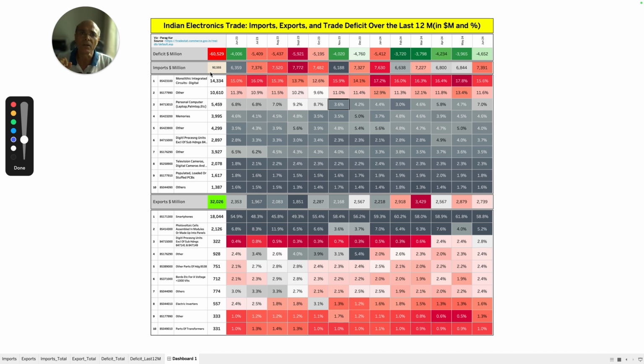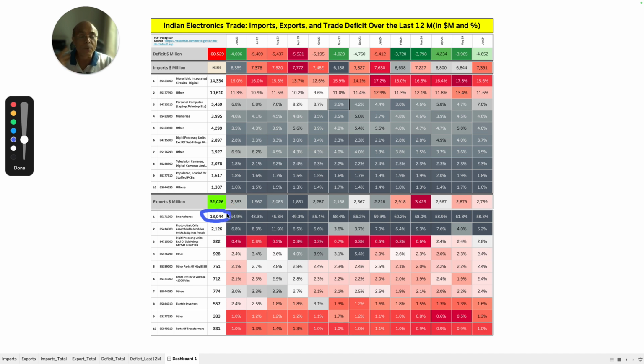for the last 12 months. Out of which we have imported $92.5 billion, and we are importing consistently between $6 to $7 billion, as you can see from this particular row. Out of which you will see monolithic IC, these digital circuit integrated IC, $14.3 billion, which is roughly around 15 to 16% of the total electronic imports. And then there is other, which is nothing but components of mobile phone. PC and laptop is around $5.4 billion, memory is around $4 billion, and there's some other which is $4 billion. So you can imagine that most of the components are getting imported, which is resulting in an export of smartphones, which for the last 12 months is $18 billion.